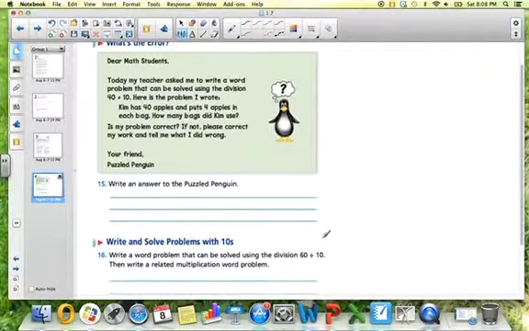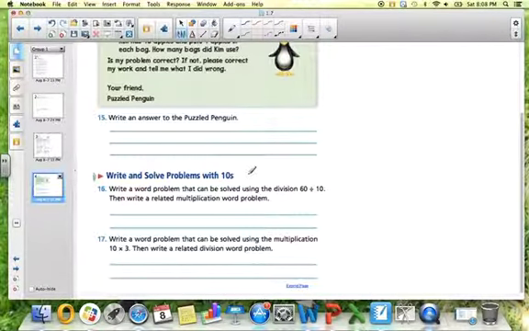And then we are going to go down here, write and solve problems with tens. So number 16. It says, write a word problem that can be solved using the division 60 divided by 10. Then write a related multiplication word problem. So, should we do this? I think we'll do this in class together. So hold off, don't do 16 or 17, but please do number 15 on your own, and I will check it in class, and I will see you guys later.